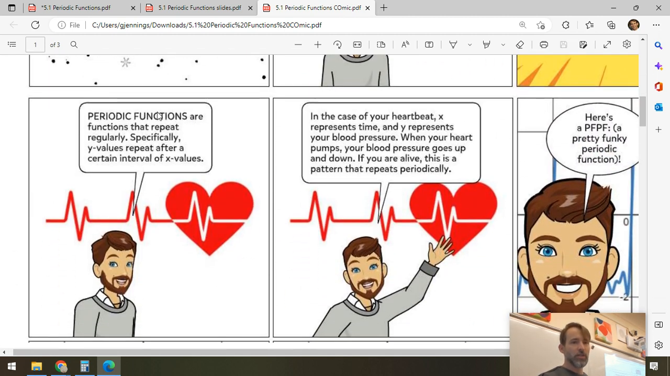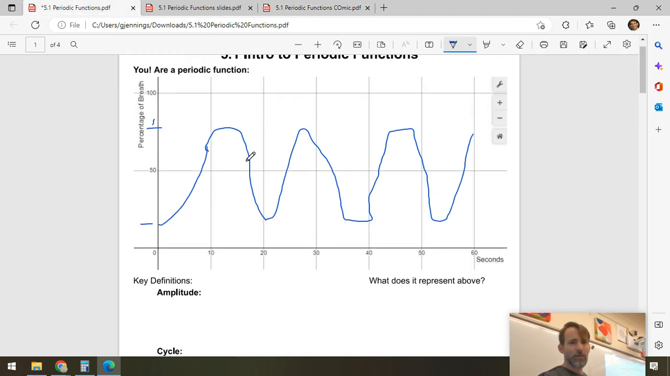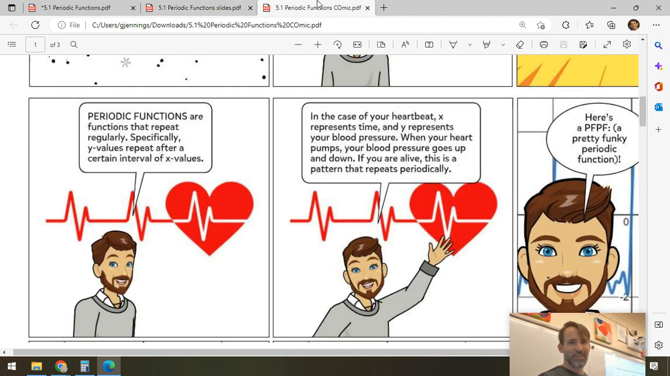Periodic functions, how do we define those? They're functions that regularly repeat over a specific interval. Specifically, the y values repeat over a specific number of x values. So we should see the same pattern over and over again. If I look at my breathing pattern, it was a little bit irregular, but you can see a definite periodic nature to that weird squiggly graph.